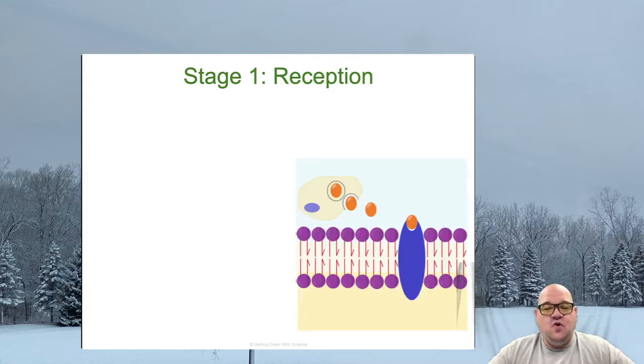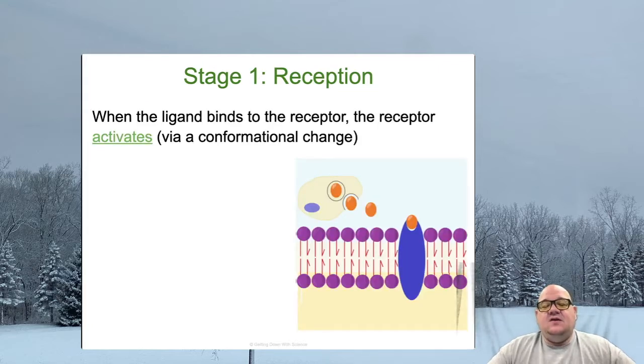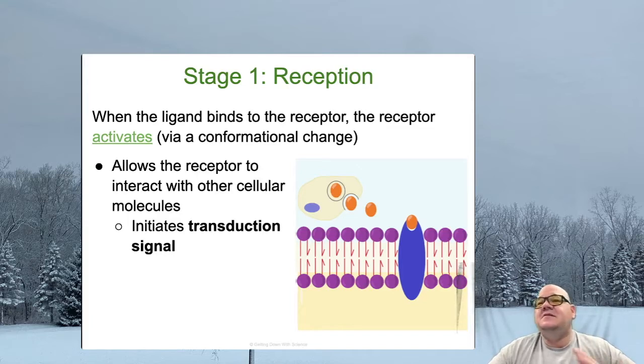Okay, so when the ligand bonds, here we have these orange ligands headed for this receptor protein on the cell membrane, some sort of change in the shape of that receptor is going to start the next step, and that's transduction. So this is basically turning on the switch, and then transduction is sort of the electricity moving through the wire.